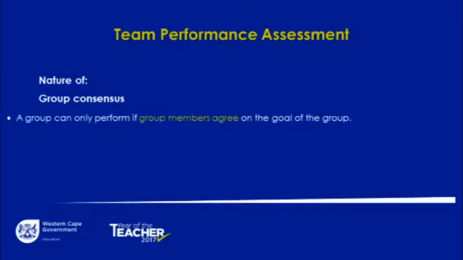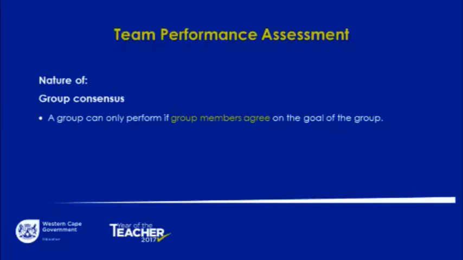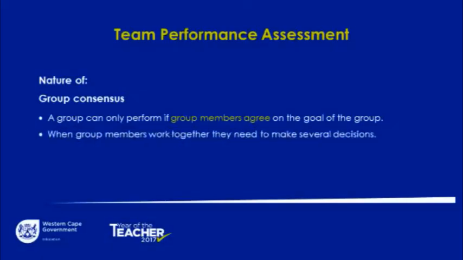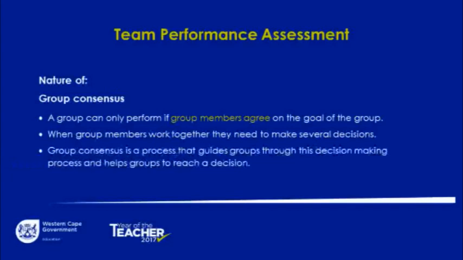The last one, group consensus. Just by reading the words group consensus, we can already tell that it means a group coming together and coming up with ideas and making a decision on it. In simple terms, group consensus is the process of a group making a decision. It is also a method by which an entire group of people strive to come to an agreement. When group members work together, they need to make several decisions. Group consensus is also a process where the group guides each other to making the correct decision.